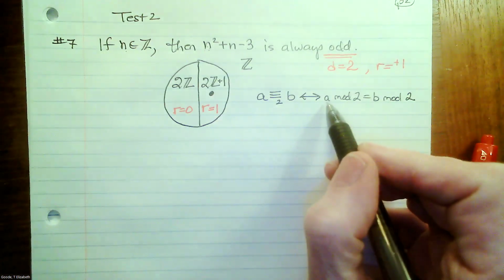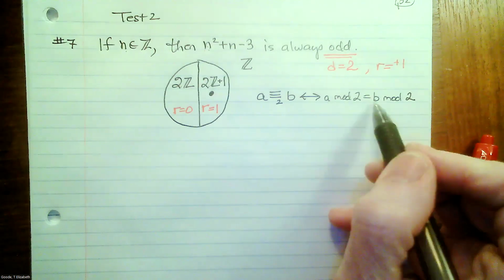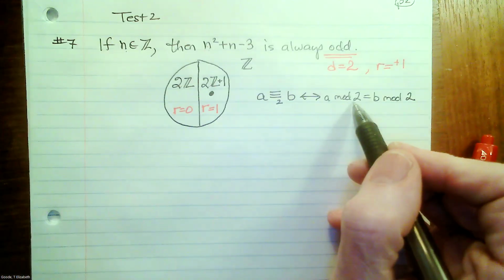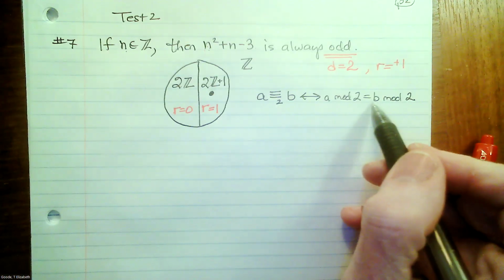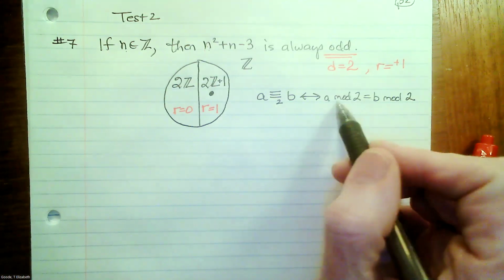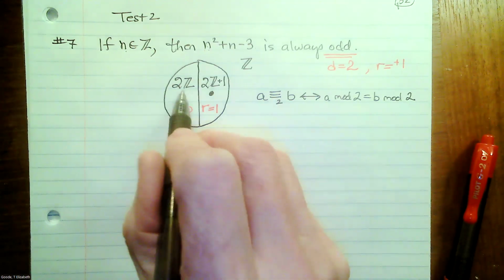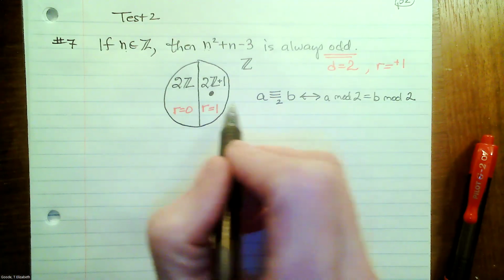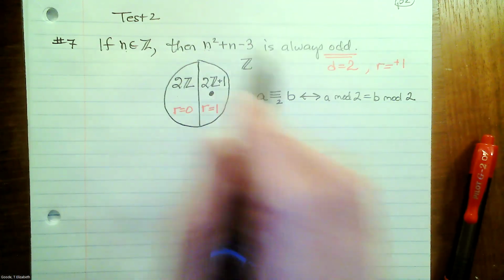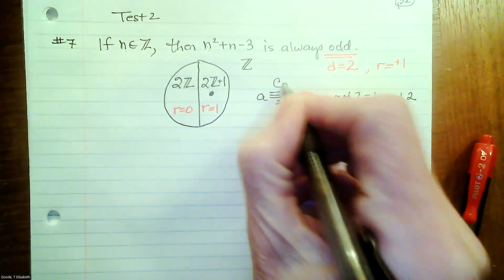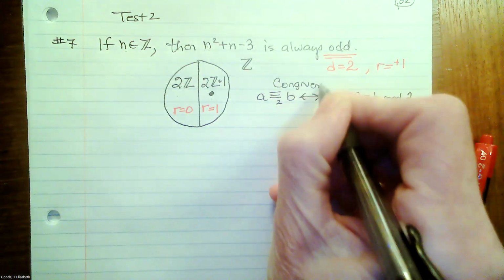In other words, we get the same remainder when we divide A by 2 that we get for B when we divide it by 2. That's exactly what it means to say A and B live in the same class. Either they're both even or they're both odd. It turns out this always turns out to be odd.